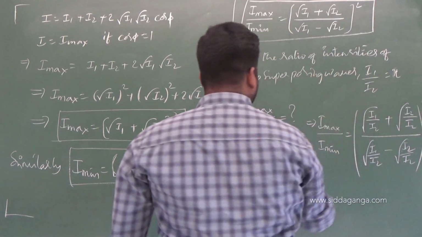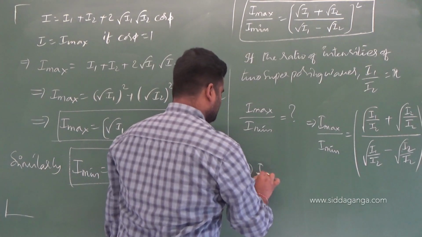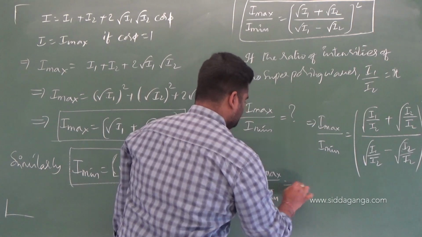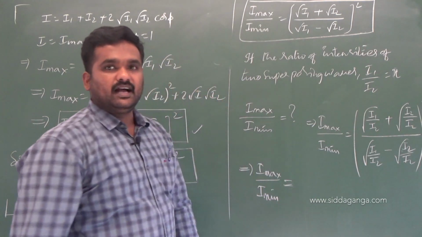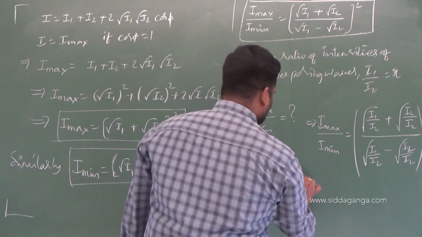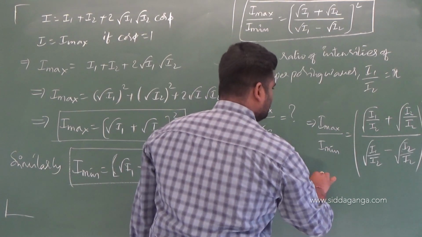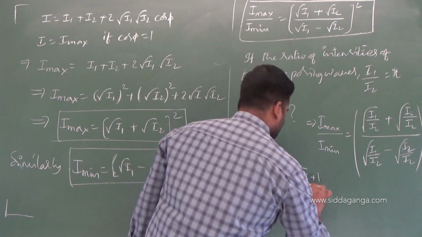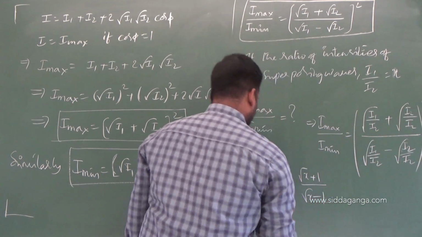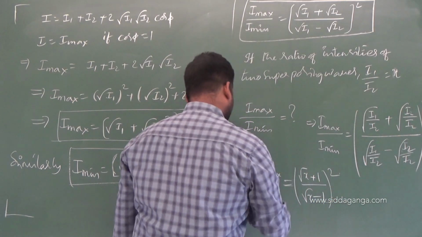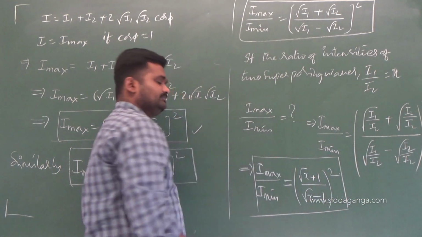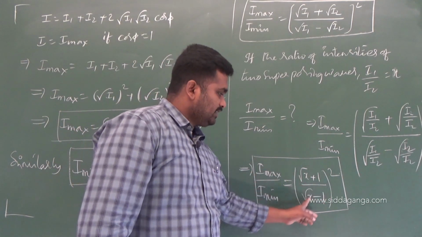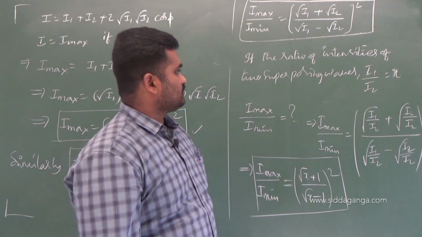I1 by I2 is given as x. So I maximum by I minimum will be equal to root x plus 1, since I2 gets cancelled and root 1 is 1, divided by root x minus 1, whole square. This is the formula which you have to remember: I maximum by I minimum equals root x plus 1 by root x minus 1, whole square. Directly you can solve if they are given.